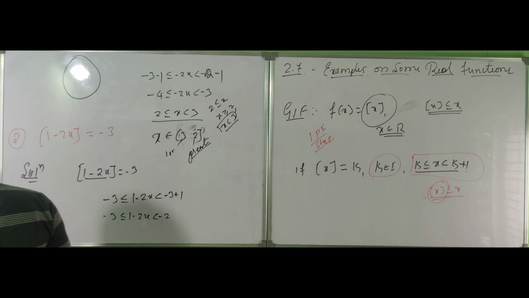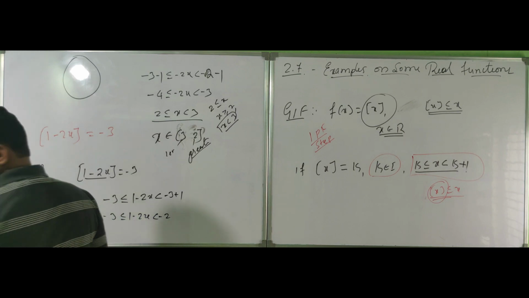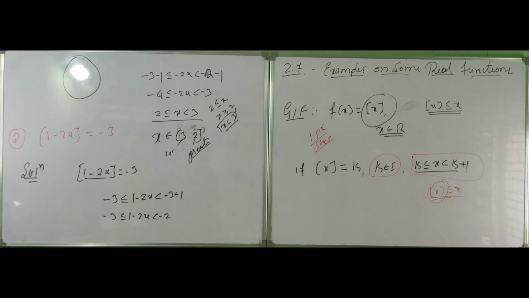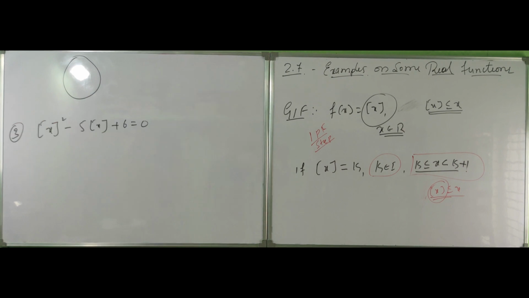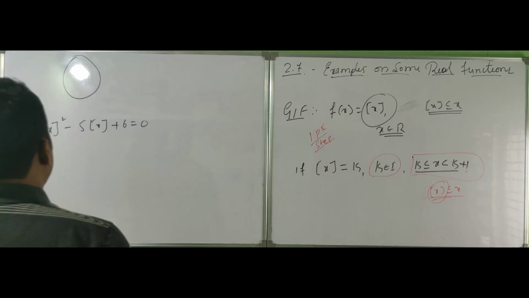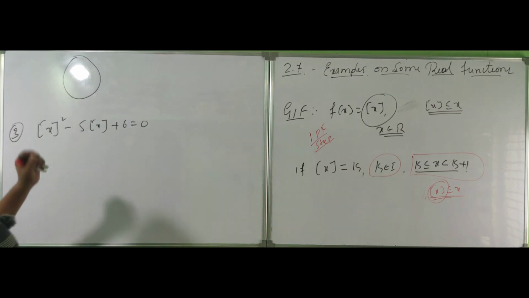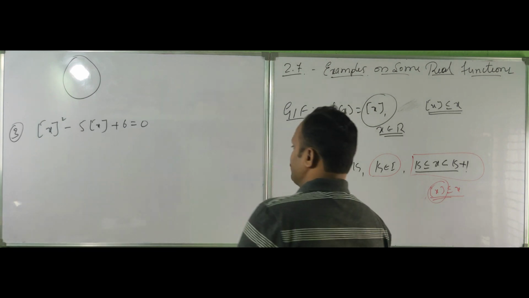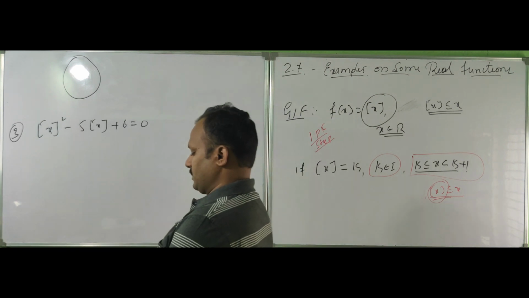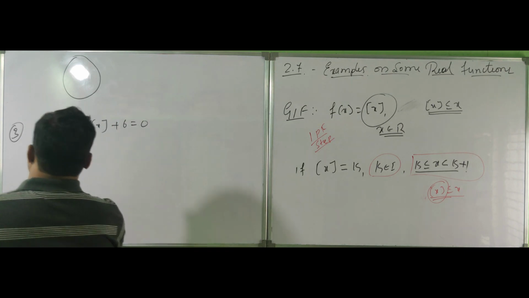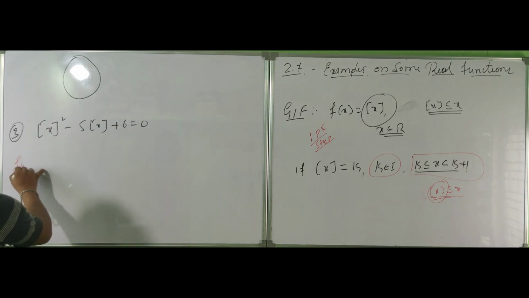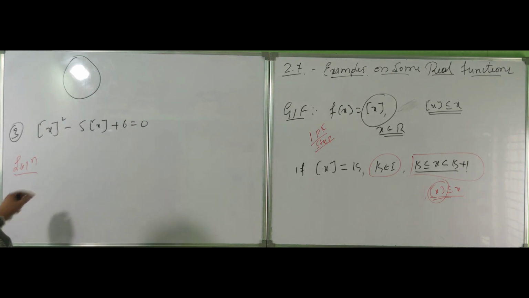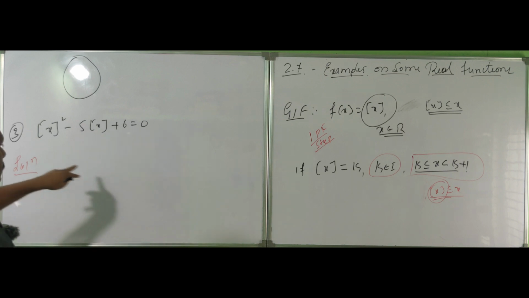Next question is a quadratic question. It is x square minus 5x plus 6 is equal to 0. So what are the possible values of x? Simple solution. Just consider the simple terms of x.